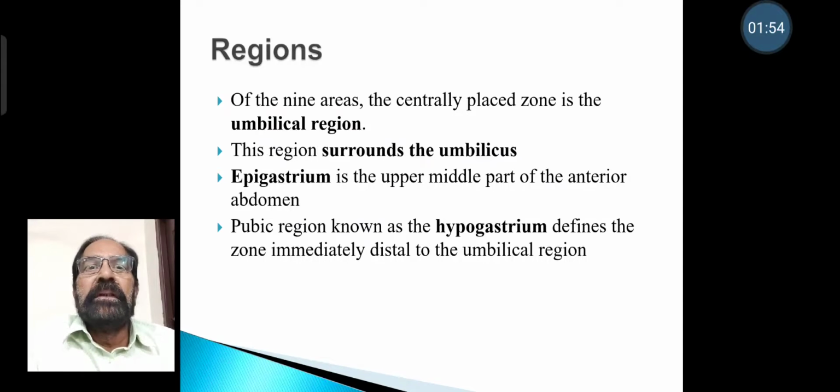Regions. Of the 9 regions, the centrally placed zone is the umbilical region. This region surrounds the umbilicus. Epigastrium is in the upper middle part of the anterior abdominal wall. The pubic region, also known as hypogastrium, defines the zone immediately distal to the umbilical region.